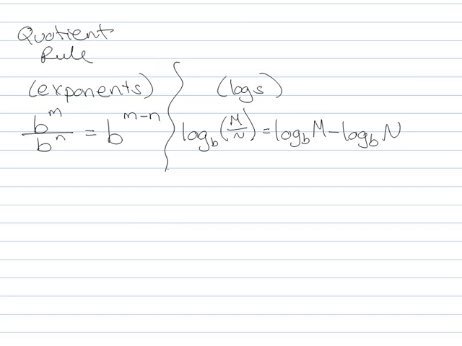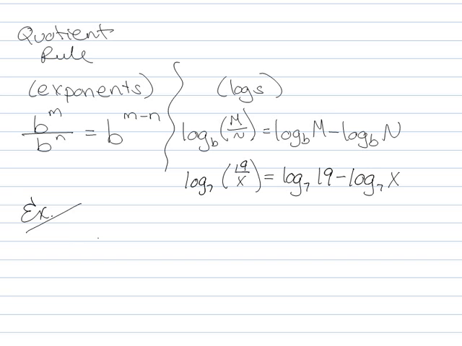So the quotient rule is that if you divide two things within a log, you can subtract them off like that. You could have something like log base 7 of 19 over x. Maybe you decide to simplify that. You could say log base 7 of 19 minus log base 7 of x, like that. So you can use this to do all sorts of simplification.